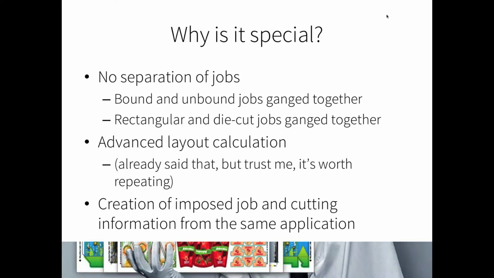Now, why is IMP special? There are a few other products on the market that do similar things. Well, it's special because of a number of features that set it apart. There really isn't much separation of jobs, if you want to put it that way. So you can do things like taking bound and unbound jobs and gang them together. The same with those die-cut jobs as well. The bound and unbound example is one that I will be showing in the demo later on, because it is something that comes back quite often in actual projects.